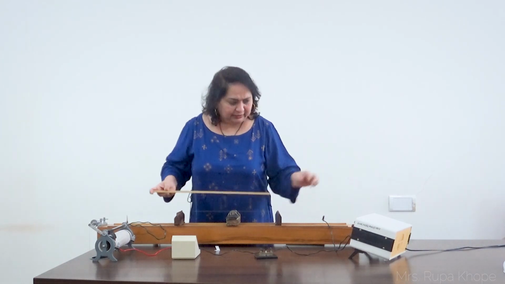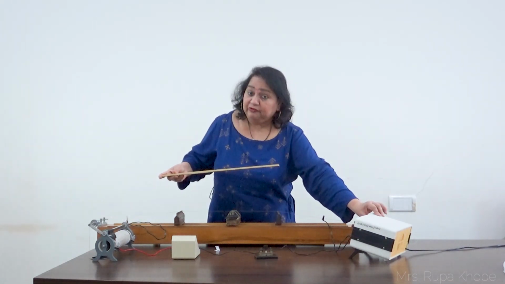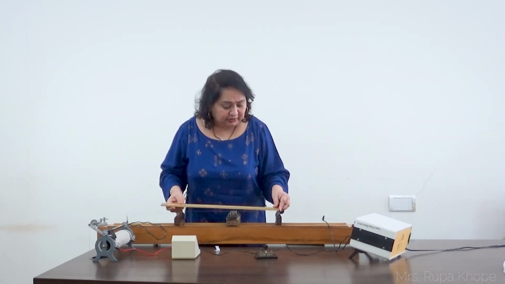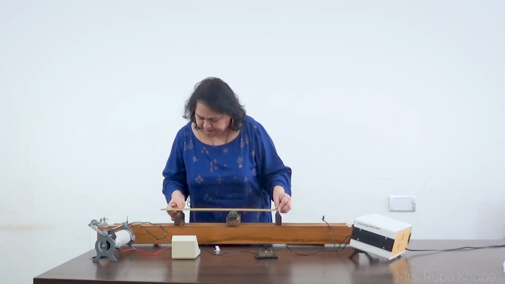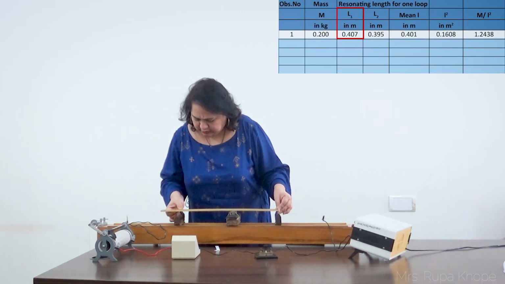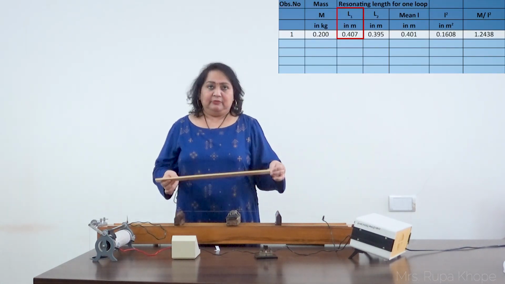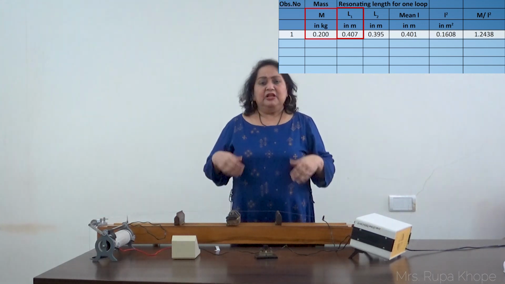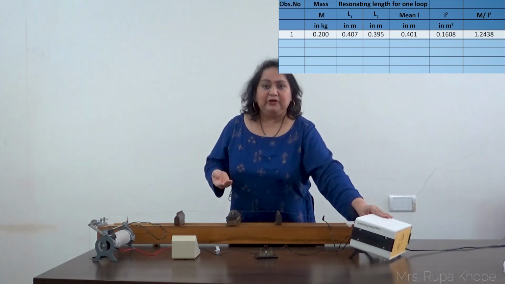find the length. Before finding the length, don't forget to put off this. Put it off and then take the length. So the length is 40.7. The mass is 200 gram. Length is 40.7.